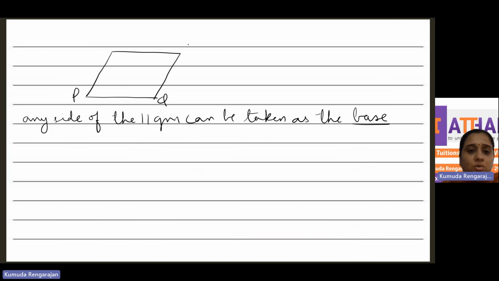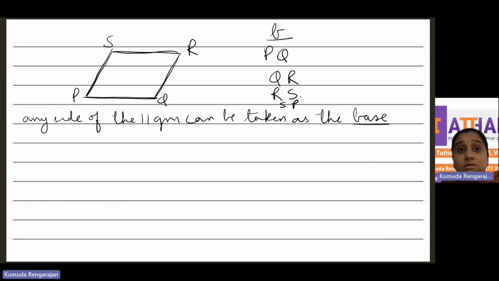Supposing your parallelogram is PQRS. For base, you can take PQ, or you can take QR, or you can take RS, or you can take SP. Any side. PS, SP, both are the same. PQ, QP, both are the same. QR, RQ, both are the same. RS, SR, same. SP, PS are the same.